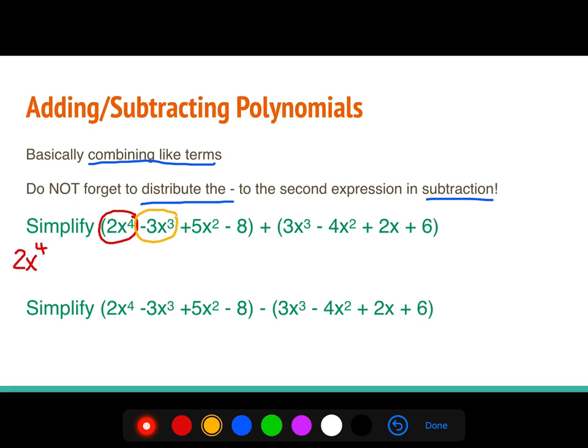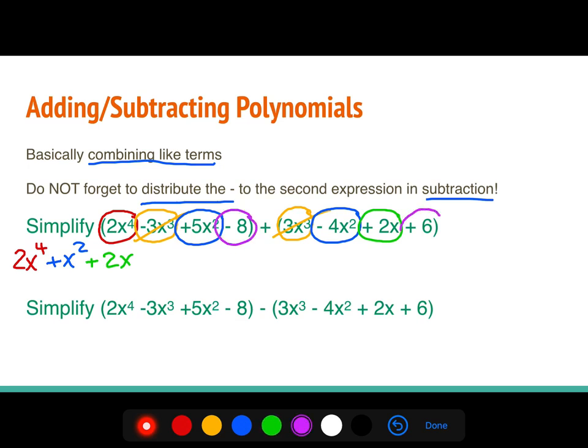So I'm combining like terms. I've got 2x to the fourth. It's the only x to the fourth I have. He's going to go right there. The next one, I'm going to look for some cubes. I have negative 3x cubed and 3 more x cubed. Negative 3 plus 3 makes 0 x cubed. I have 5x squared minus 4x squared. So 5 minus 4 is 1x squared.